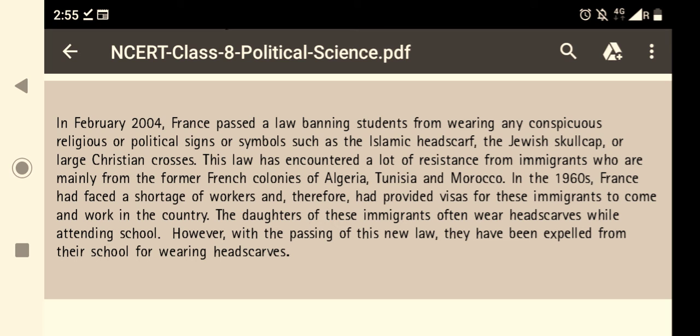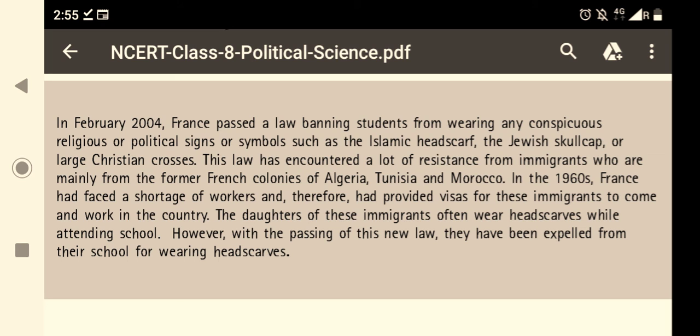In another extreme case of France, in February 2004, France passed a law banning students from wearing any conspicuous religious or political signs or symbols, such as the Islamic headscarf, the Jewish skull cap, or large Christian crosses.